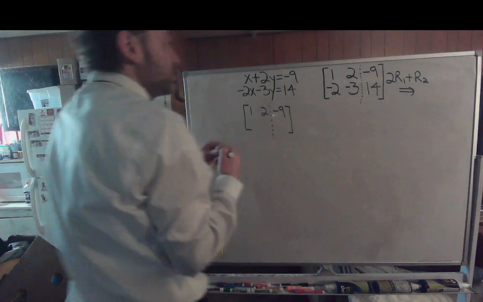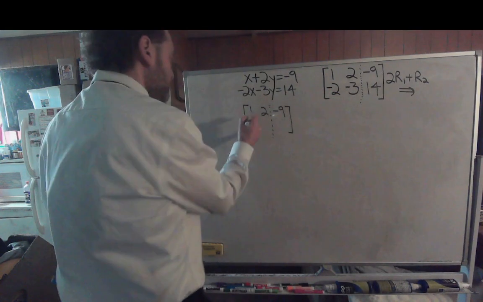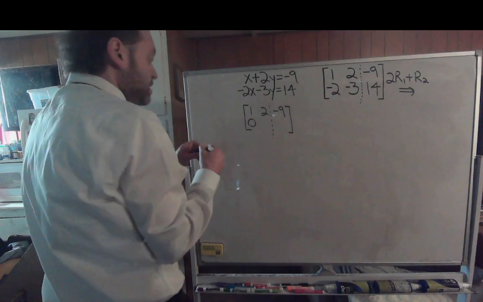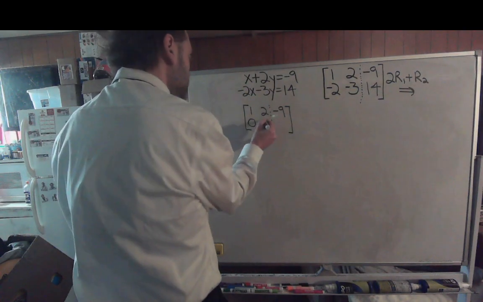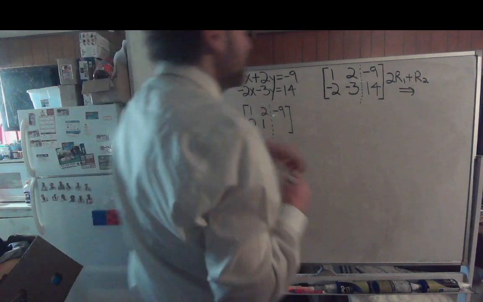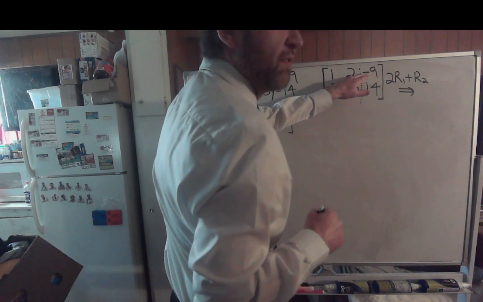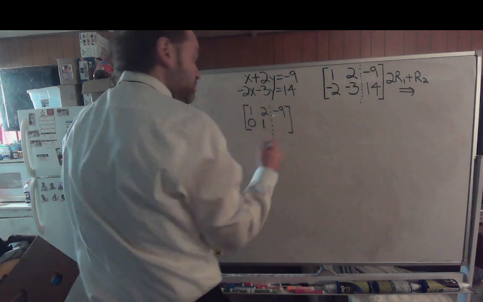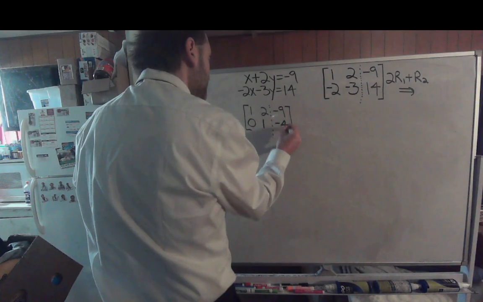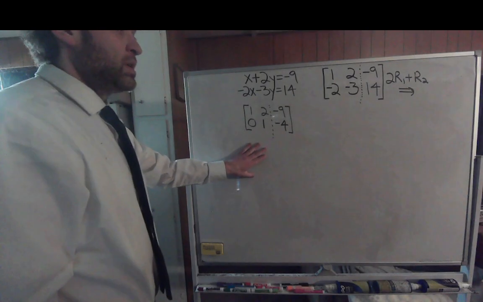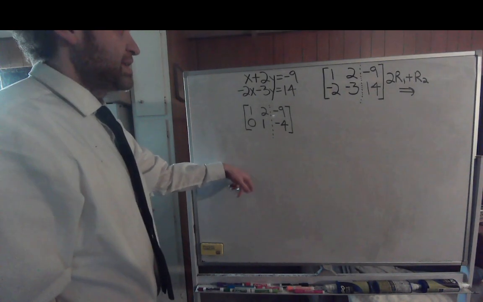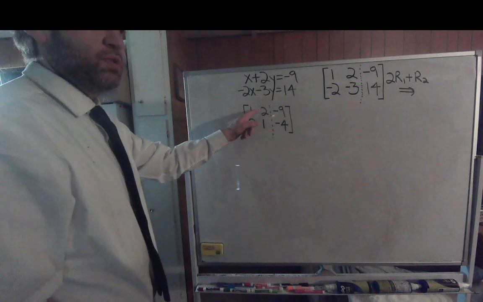Alright, so 2 minus 2 is 0. 2 times 2 is 4, minus 3 is 1. 2 times negative 9 is negative 18, plus 14 would be negative 4. So we've reduced row 2 plenty now. Now the next goal is to make that second digit in the first row also 0.